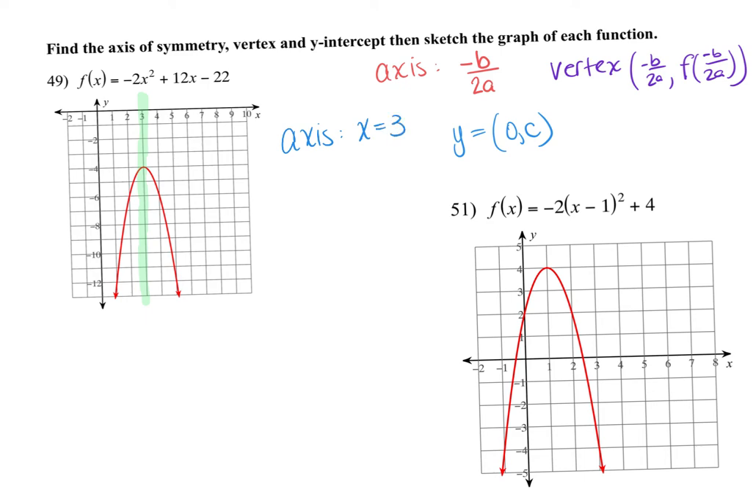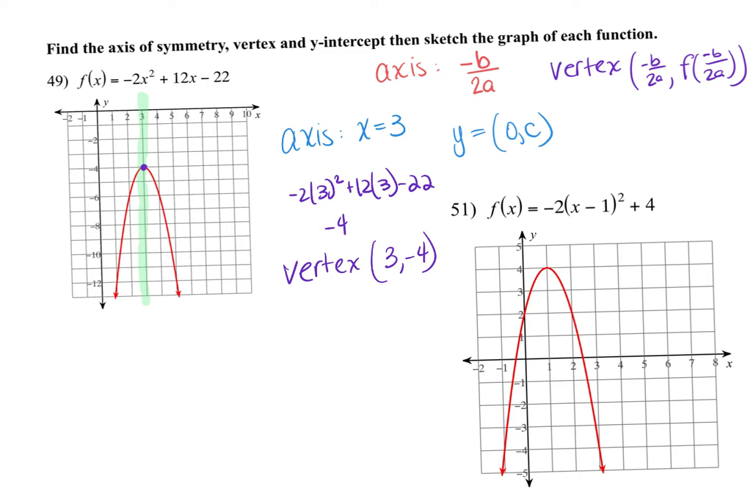Plug that 3 in, you're going to get negative 4, which is why my vertex ended up being here. So I'm going to plug it in. I'm going to say negative 2 times 3 squared plus 12 times 3 minus 22. That's going to be a negative 4. So my vertex is a point, and it is (3, negative 4). And that's why this is right here.